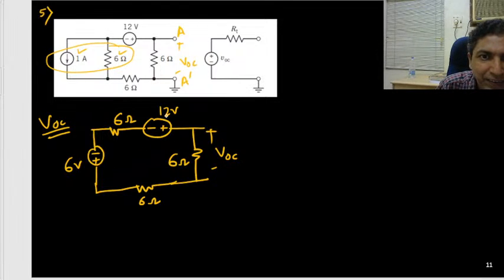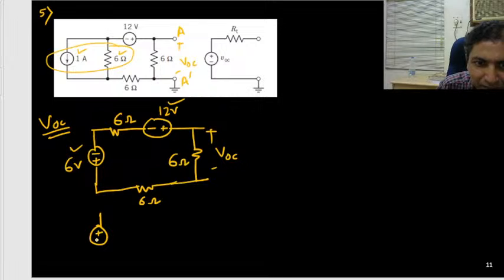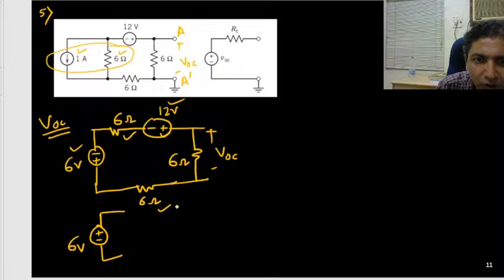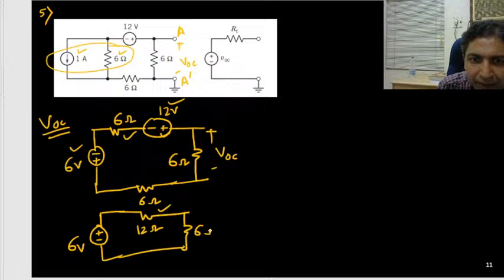So you can see that this 12 volt and 6 volt we can combine; they are opposite in polarity. So effectively, 12 is the stronger one, 12 minus 6 is 6. The effective direction will be this is plus, this is minus, because this is plus. So 12 minus 6 is 6 volt effective, and then these 6 ohm I can combine into one resistance, that is your 12 ohm, and then the 6 ohm is here.